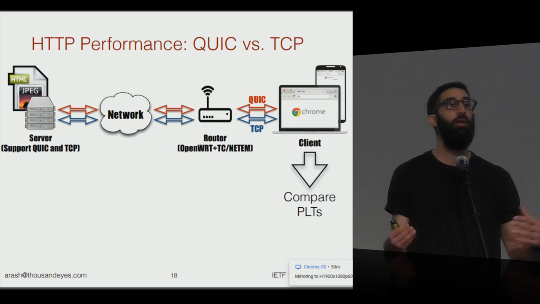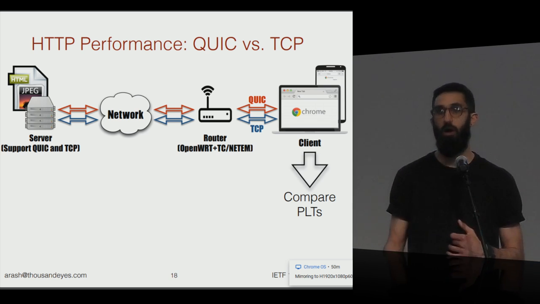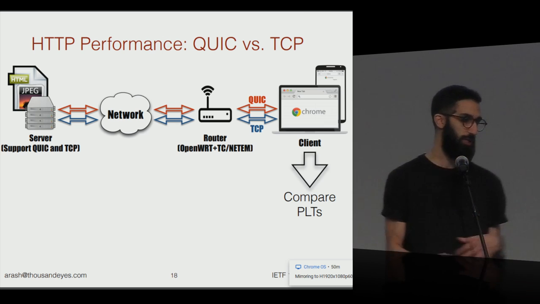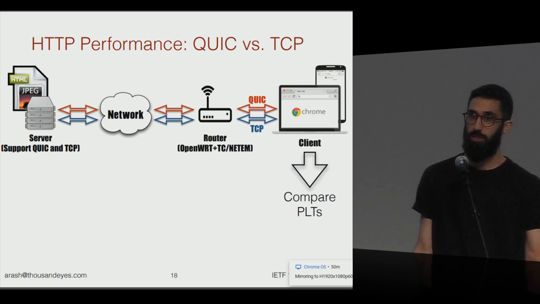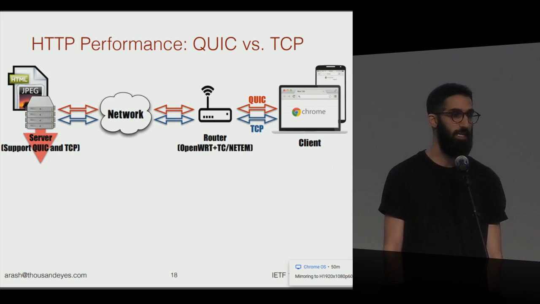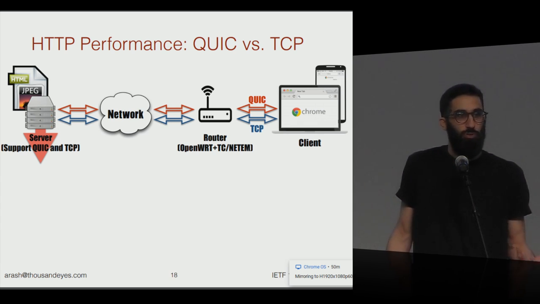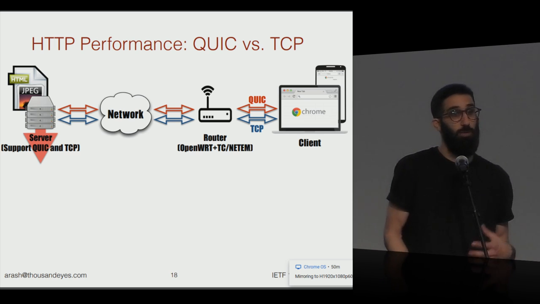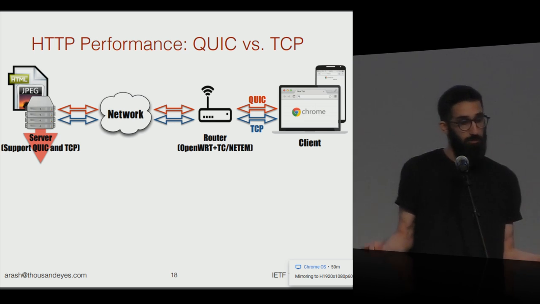So whenever we report a difference between the two protocols, we are confident that this is a difference in performance and not noise or anything else. The setup is pretty simple, but in 2016, when we were doing these tests, we had this big issue of finding a server that supports QUIC. It's not like TCP. There wasn't a QUIC module for Apache servers. There weren't many options around.